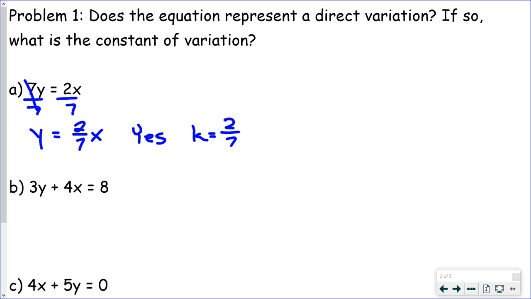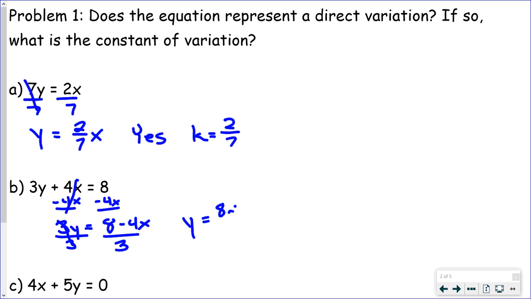All right, let's look at this next one. I'm going to subtract 4x from both sides. So now I have 3y equals 8 minus 4x. Then I'm going to divide by 3. What I end up with is y equals 8 minus 4x divided by 3. And the answer is no, this is not a direct variation.